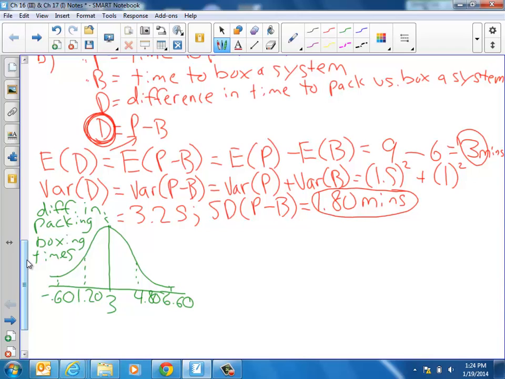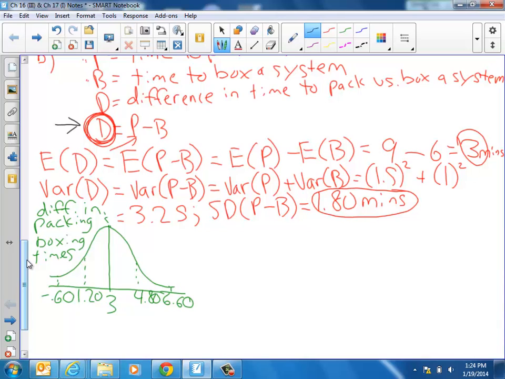Okay, what does this 3 mean? I think it's a good time to pause and explain what this bell curve means, because I can't say that it's intuitive for everybody. All right, so if our mean is 3, that means that coming right up here, that's talking about the difference being 3.